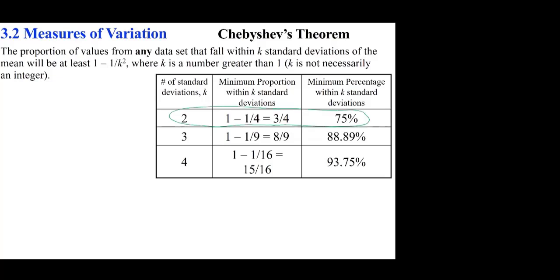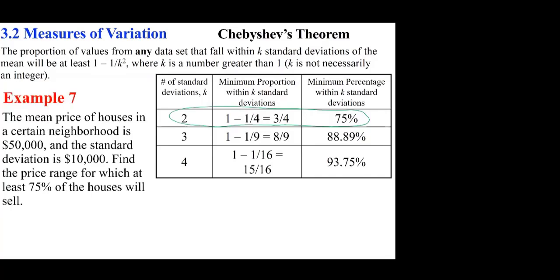2 standard deviations means k is 2, squared is 4, 1 over 4, subtract that from 1 is 3/4, or 75%. 3 standard deviations away, 3 squared becomes 9, 1 over 9 subtracted from 1 is 8 over 9, precisely about 88.89%, and so on and so forth. When do you use that? When the data is given and we don't know anything about it.